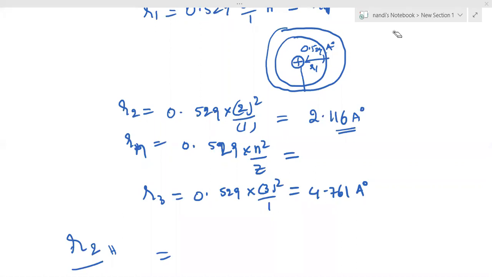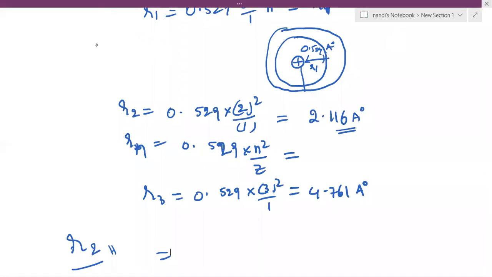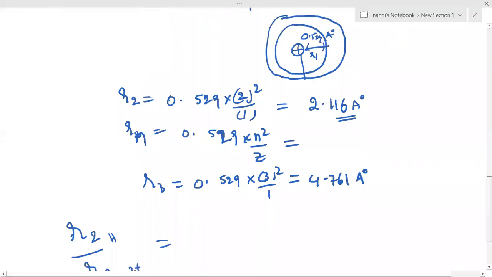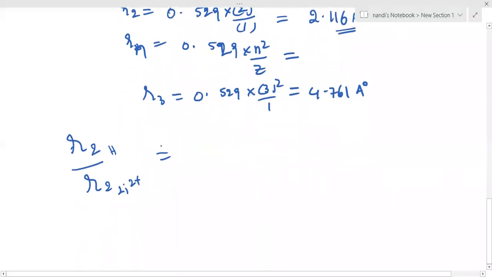Okay, we are taking some assumptions. That's okay, right? Approximately 0.53 or 0.529. Fine. Can you try it? What is the ratio you are getting, sir? What's the meaning here? The second orbit radius of the hydrogen atom and the second orbit radius of lithium 2 plus. What's the value?